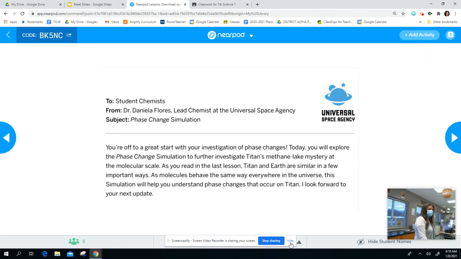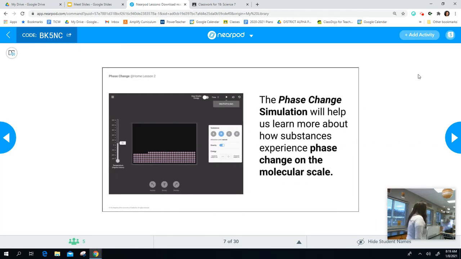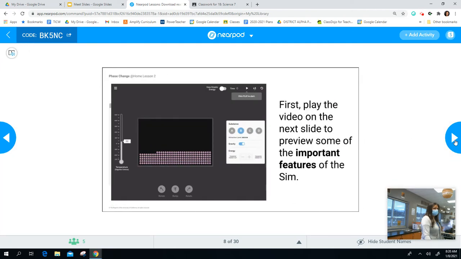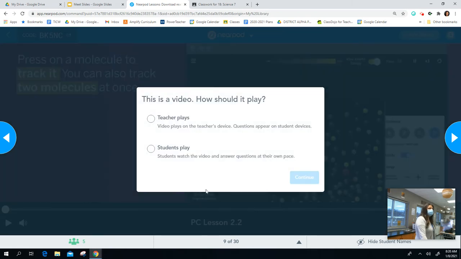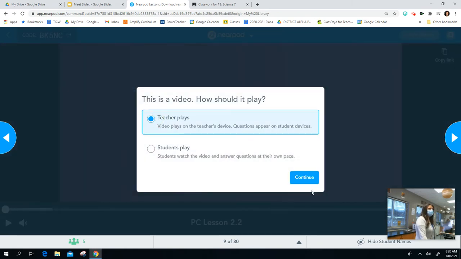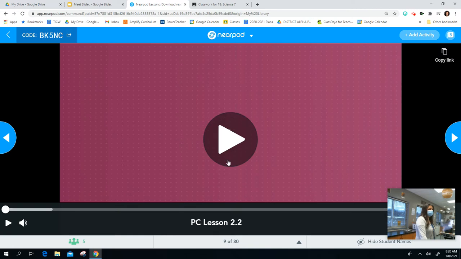So basically she's telling us that by studying the molecular level, it's going to help us to figure out what's happening on Titan, because no matter where the substance is, it behaves the same way. So the phase change simulation will help us learn more about how substances experience phase changes on a molecular scale. We're going to play the video on the next slide to preview some important features of the sim. So we're going to learn how to use the sim. These videos are super important. Otherwise, you go to use the sim and you have no idea what to do.